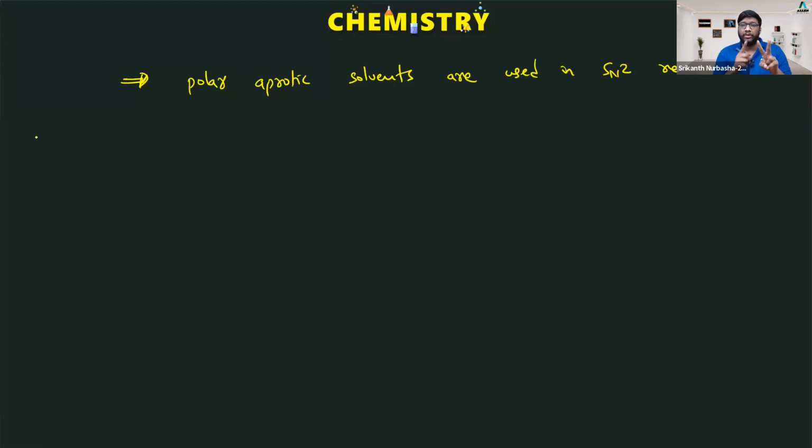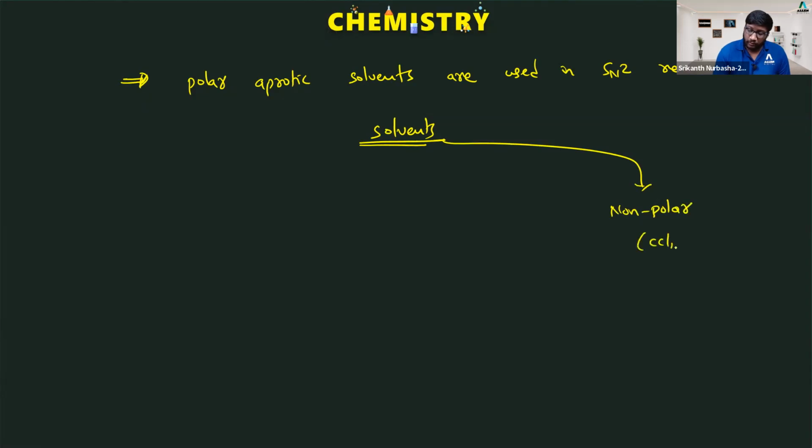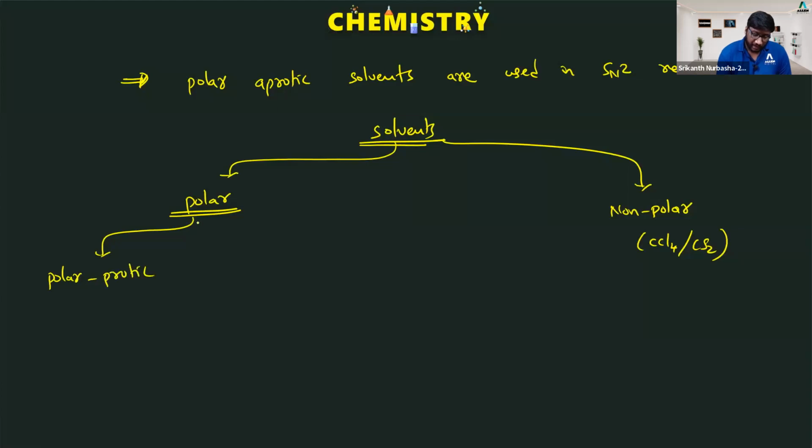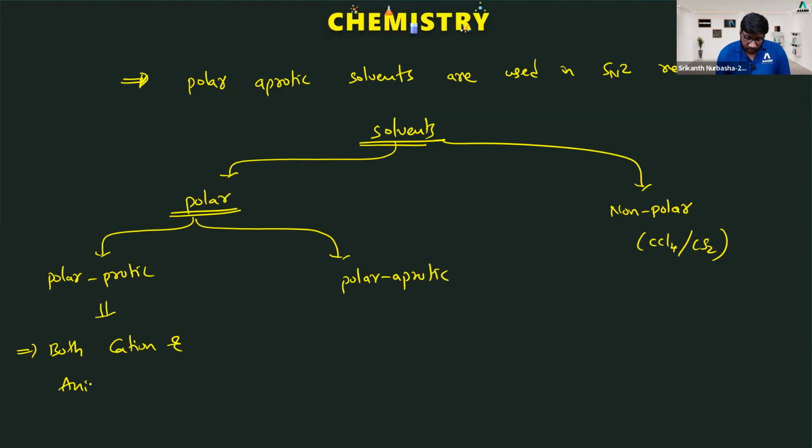We have two types of solvents: non-polar solvent and polar solvent. Polar solvent is again classified into two types: polar protic and polar aprotic. Non-polar solvents are like CCl4, CS2. In a polar protic solvent, both cation and anion are solvated.